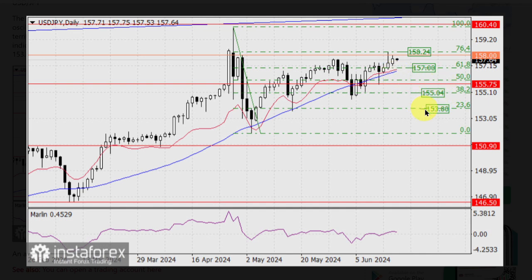and 153.80. An alternative scenario suggests the pair rising to 160.40.